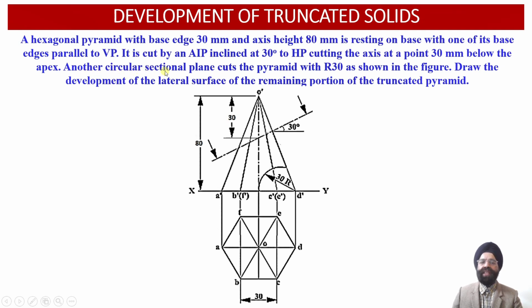And another circular sectional plane cuts this hexagonal pyramid with an arc having radius equal to 30 mm shown over here. So from the right hand side corner of the base, we'll take a radius of 30 mm. Once we draw this arc over here, we will be able to obtain different points of intersection between the circular cutting plane and different elements of this hexagonal pyramid. With this information, we are required to obtain the development of the lateral surface of the remaining portion of the truncated hexagonal pyramid over here.